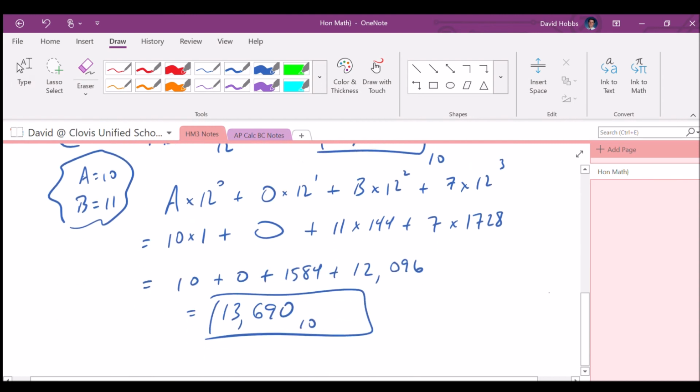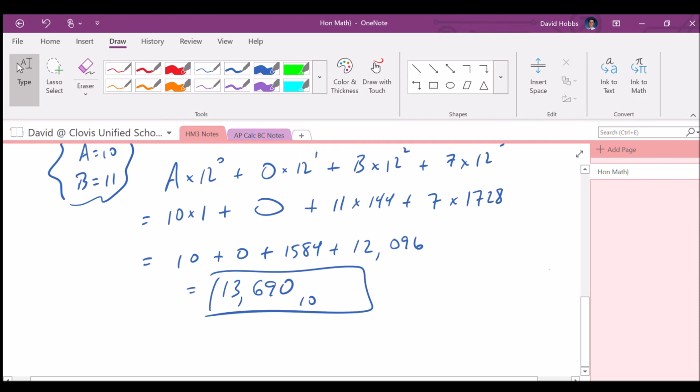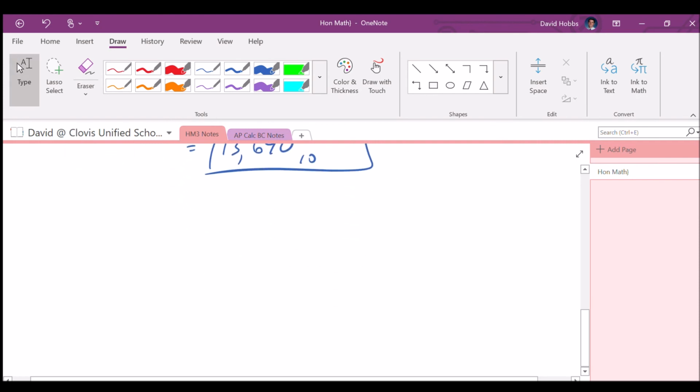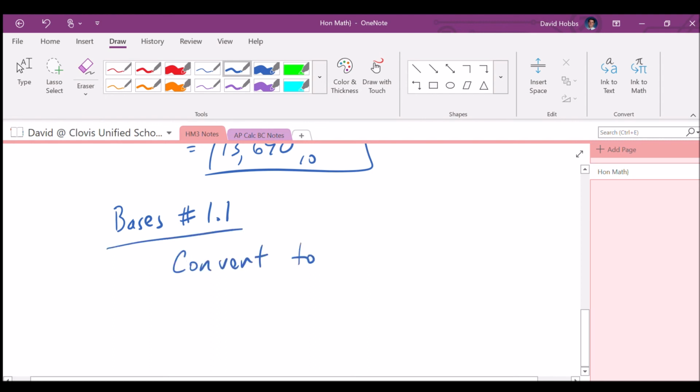Okay, so that's how we convert to base 10. And you really only have 4 problems that you're going to convert to base 10. Here is the assignment. Bases number 1.1. Convert to base 10.